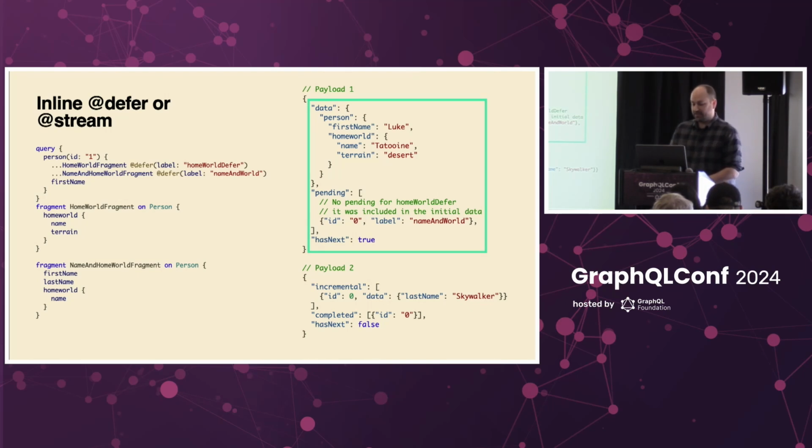And when that does happen, the server is not going to send a pending object. So if a client was expecting something to be deferred and it doesn't see the pending, then it can assume that the data was inlined and it doesn't need to wait for the defer to complete.